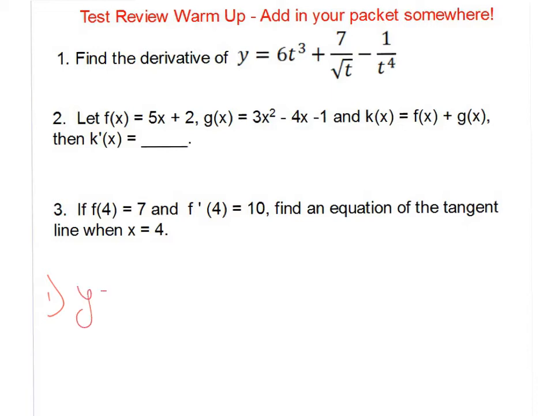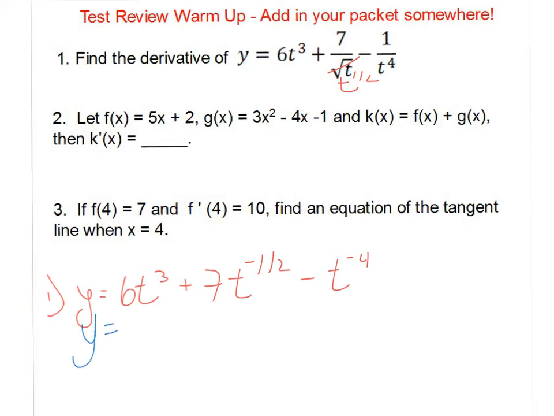before we can take the derivative, we have to update the way the equation looks. And you can't have any radicals or exponents in the variables in the denominator. So the square root of t is the same thing as t to the 1/2. So to move that out of the denominator, we're going to make it 7t to the negative 1/2. And then we'll make this t to the negative 4th.